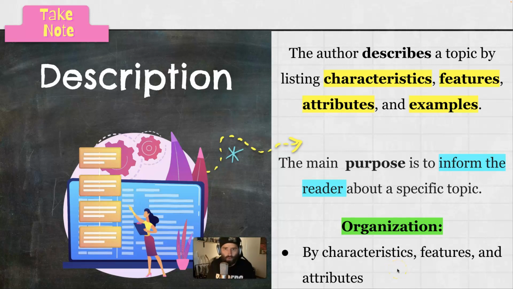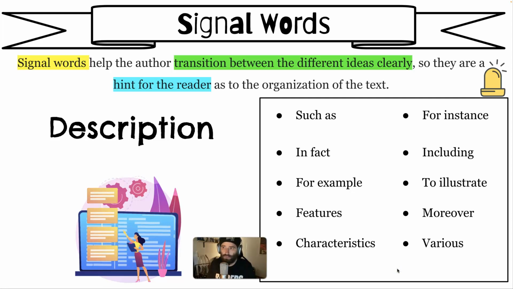Okay, and when we look at description text structures, or any of the text structures, we want to look at signal words. These are what the author uses to help them transition between the different ideas clearly. They are essentially a hint for the reader as to the organization of the text. Now, they are not always in every single text, but we need to be looking for them to help us identify what type of text structure it is. Here are some examples of the description signal words. I'm not going to read through all of them. You can read through them, and they're also already in your notes.